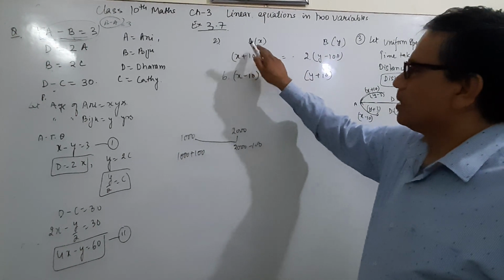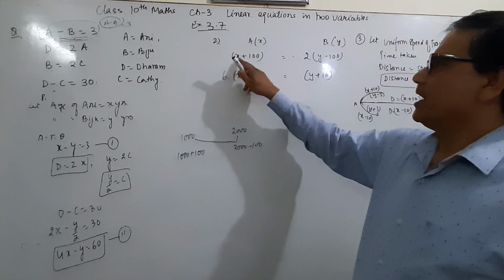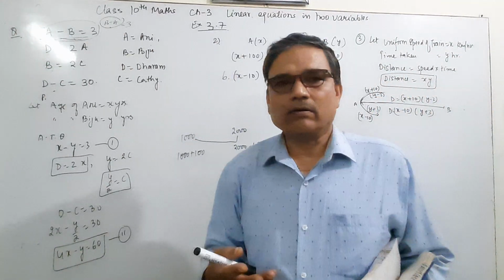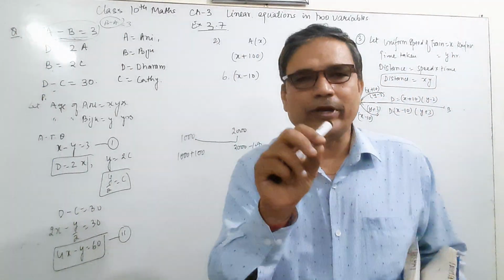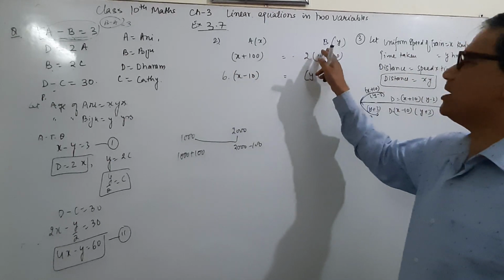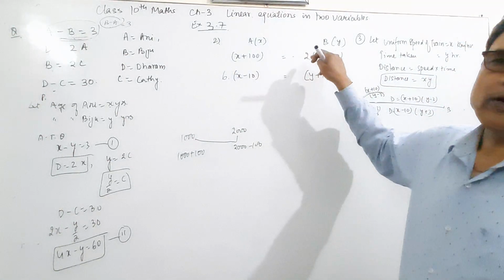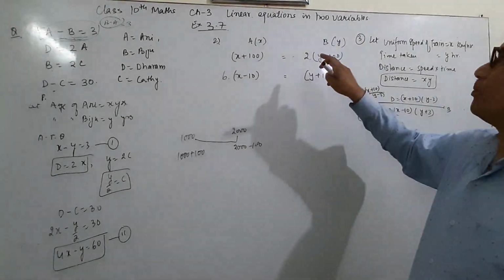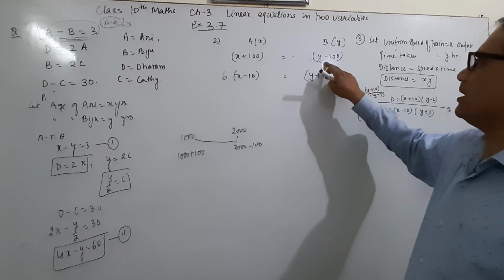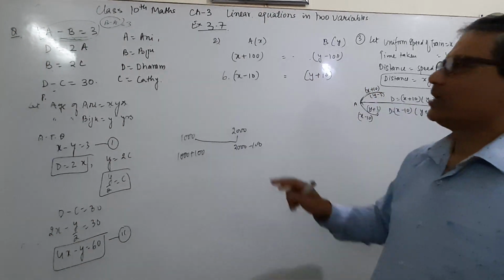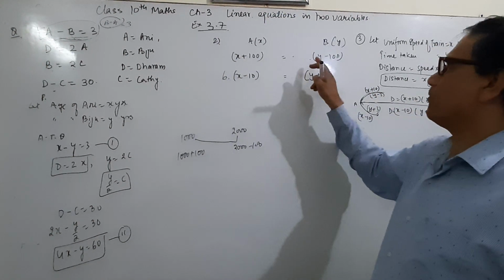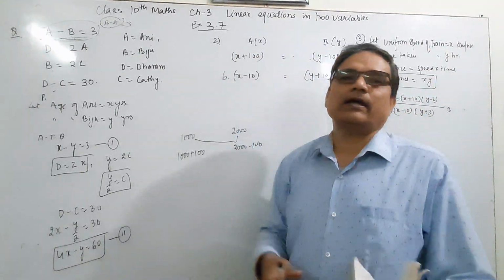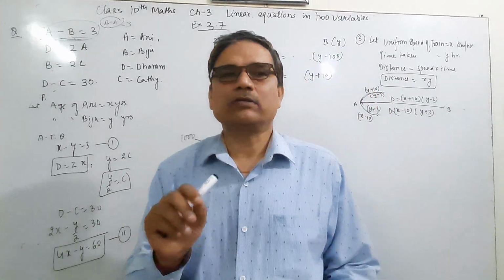If A has X rupees and is asking for 100 rupees, A is getting 100 rupees more, so X plus 100. B is giving 100 rupees to A, so B loses 100 rupees: Y minus 100. So we have X plus 100 and Y minus 100. B loses 100 rupees and gives it to A, and A gets 100 rupees, which means plus.